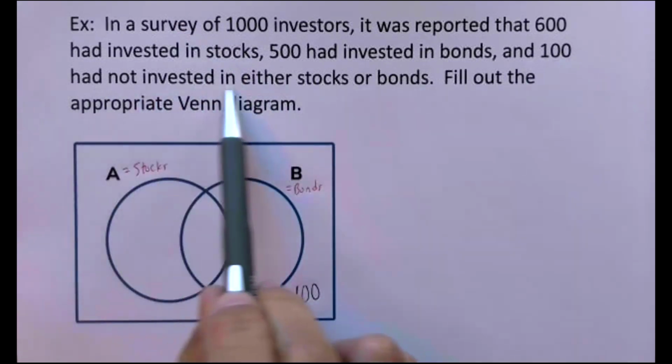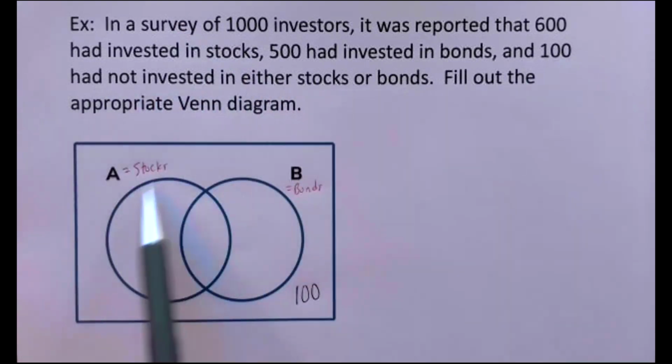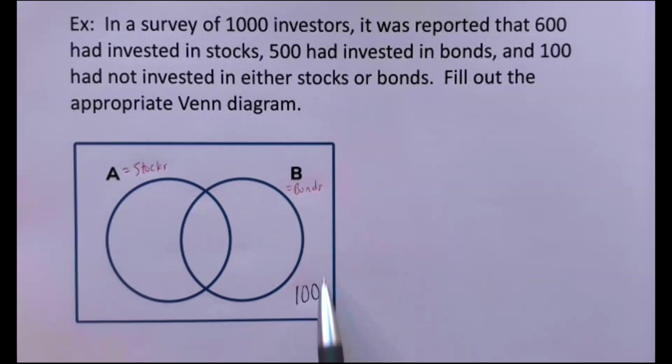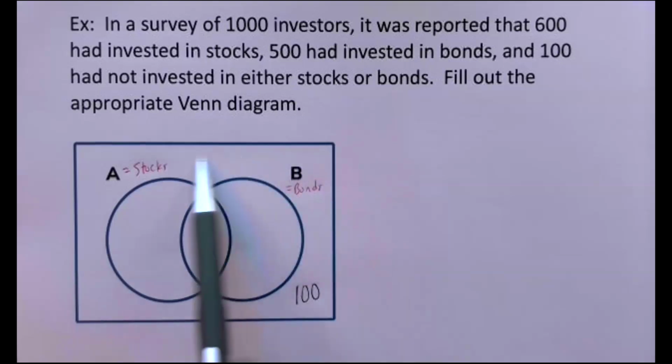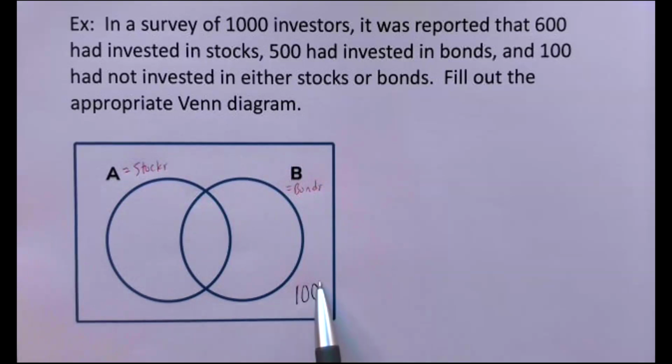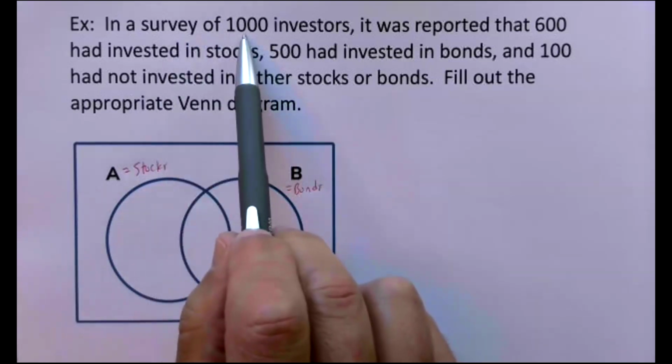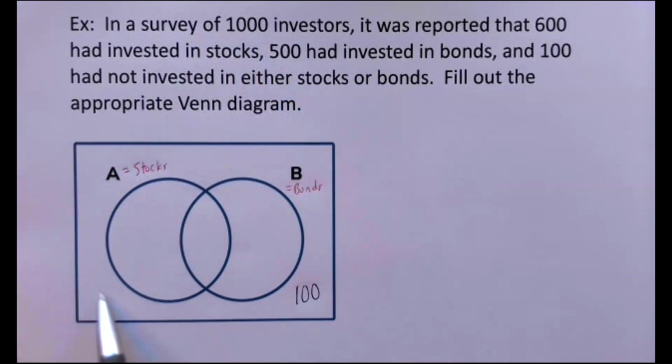100 people did not invest in either. But they're not going to be in the stock circle and they're not going to be in the bonds circle. There's 100 people hanging out here. They were in the universal set because they were part of the survey. They're part of the 1,000, but they did not invest in stocks or bonds, so they don't get to go in the circles. So I can definitely fill that out, but I still have 3 other things to fill out right there.